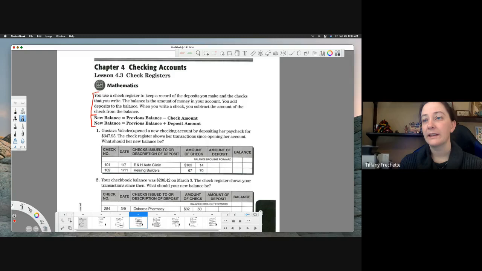All right. So she opened the new checking account. Can I undo on this page? I don't know why I can't undo. That's weird. I didn't mean to cross that off. I meant to underline it. I just have my little board sideways again here.